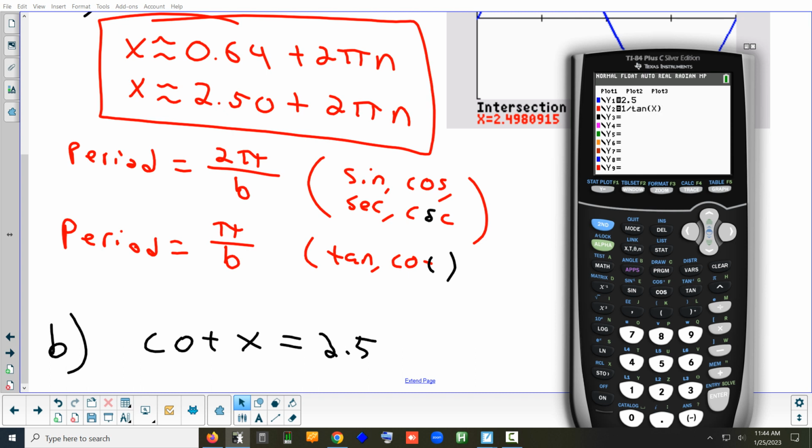How else could you do it, besides 1 over tangent? It's like cosine over sine. Yep. You could also do cosine over sine, because sine over cosine is tangent, so if you flip that, it's cotangent. Either way will work.